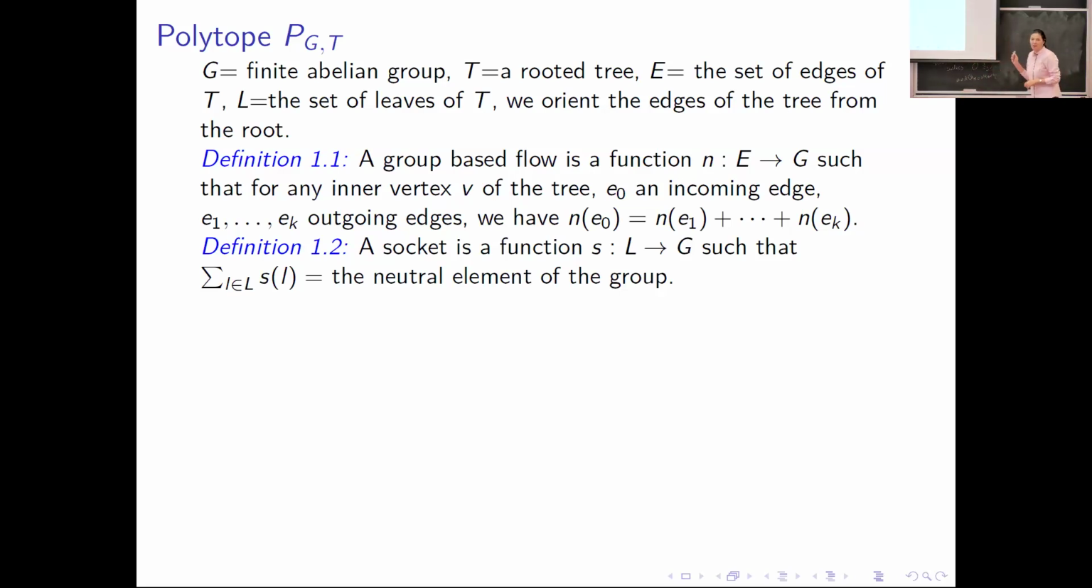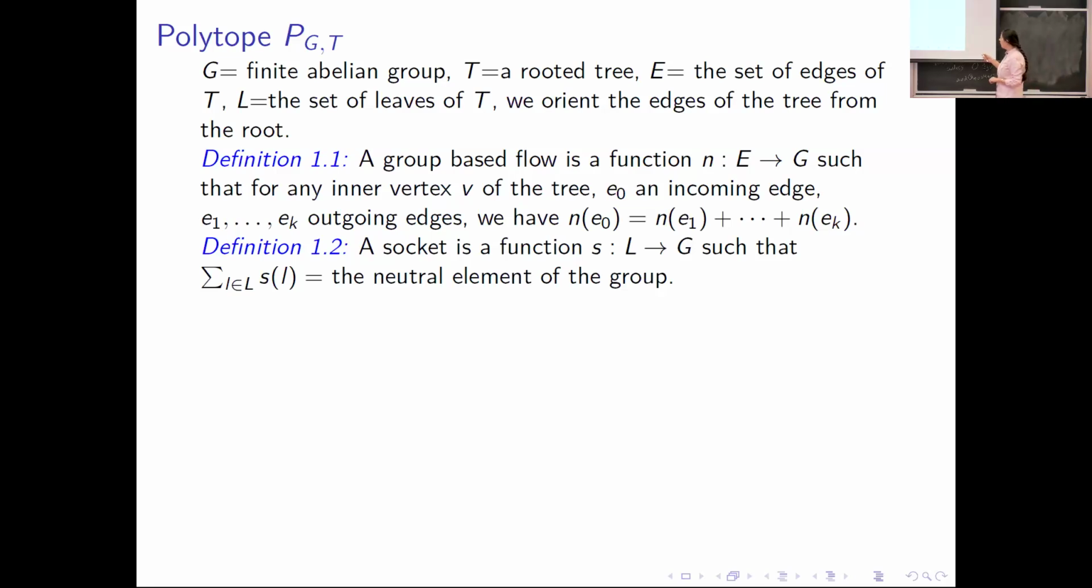And by a leaf, I mean an edge which is adjacent to a vertex of degree 1, and we orient the edges of the tree from the root. I will start by giving two definitions. One of them is for a group-based flow, which is a function defined on edges which takes values in the group, such that for any inner vertex of the tree, so for any node, E0 is an incoming edge and E1 up to Ek are outgoing edges. We should have that the associated element for E0 has to be the sum of the elements associated for each outgoing edge. Some example will appear soon.